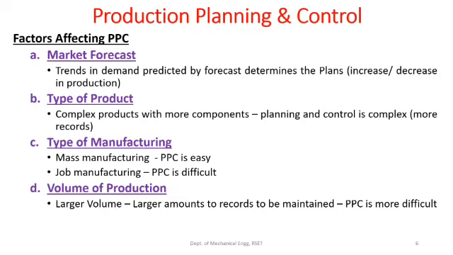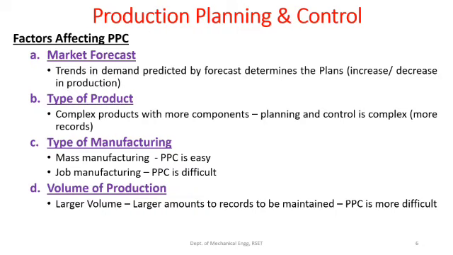So any production plan includes the quantity of products to be produced in a particular time period. Whenever the demand predicted by a forecast changes, you are required to make a change in the plan, either an increase or decrease in the production quantity to meet the demand as predicted by the forecast. So the very first factor that influences PPC is a market forecast. Change or trends in demand predicted by the forecast determines the plan, which might require either an increase or decrease in production.